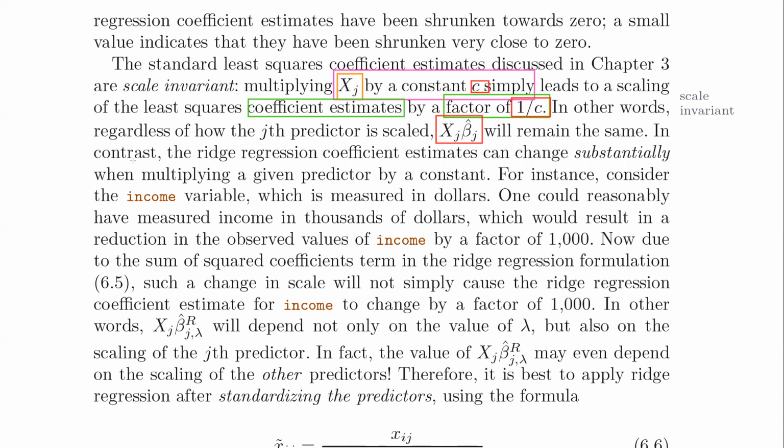So if you choose to measure in thousands of dollars, your new data is now divided by 1,000, the income data. Now, due to the sum of squared coefficients term in the ridge regression formulation, such a change in scale will not simply cause the ridge coefficient estimate for income to change by a factor of 1,000.